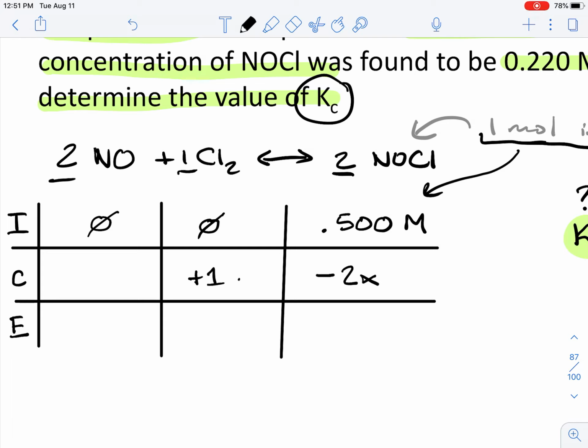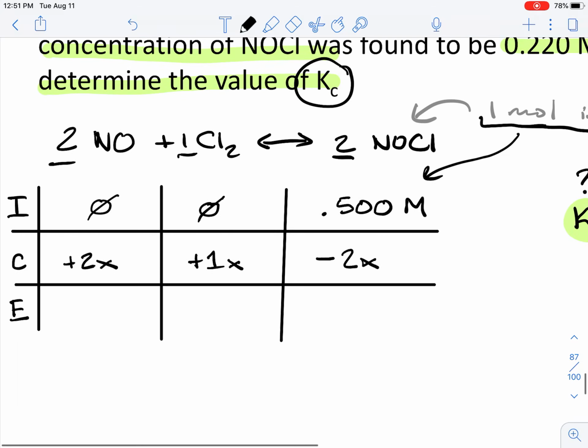And we're going to produce reactants that reflects their coefficient, so 2 plus 2x and plus 1x. And so the equilibrium expressions that we get is simply the sum of I and C. So we're just going to add down. So this is going to be 0.500 minus 2x. This is going to be 1x, and then this is going to be 2x.